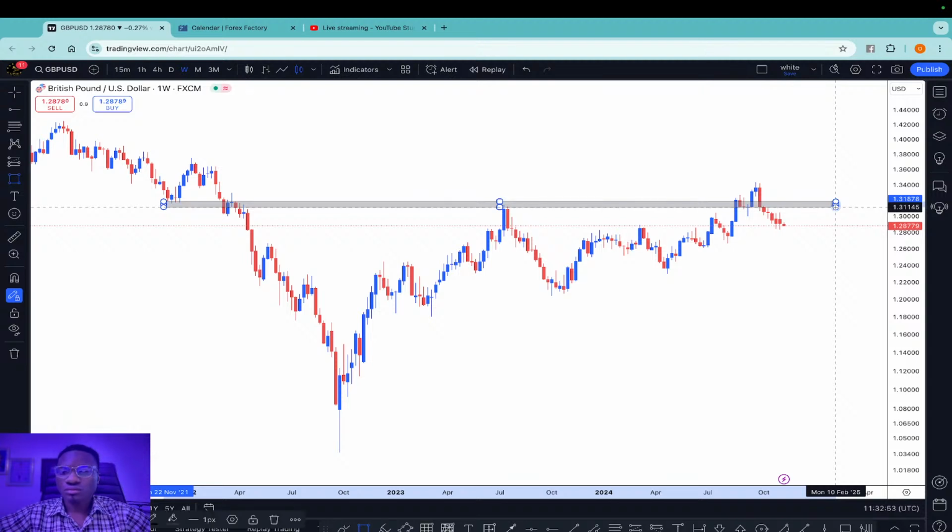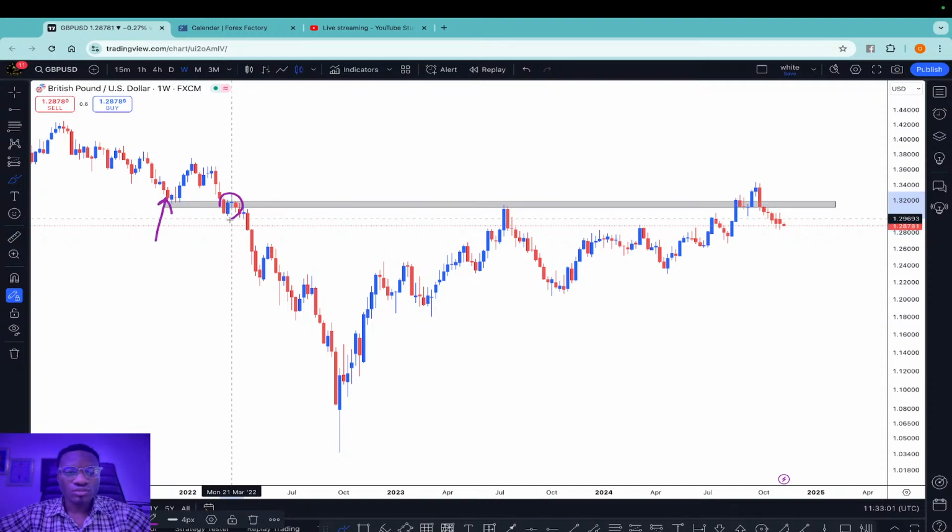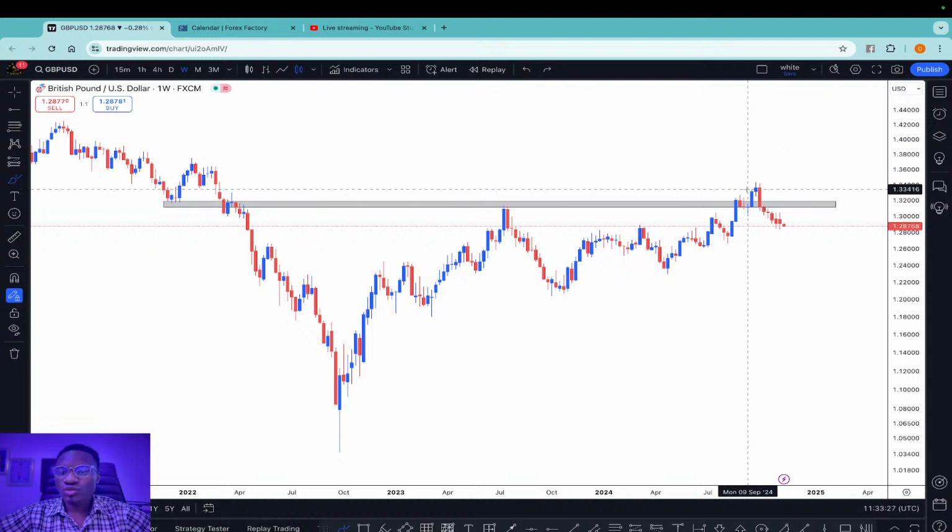You can see that, which means we got a break of structure at these zones on the 10th of July 2023, a close out of this level on the 16th of September, and a close back into this level on the 30th of September. Currently we are gravitating below this level. This proves that these zones are a constant supply or resistance.